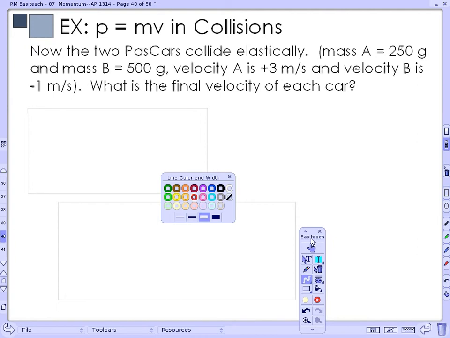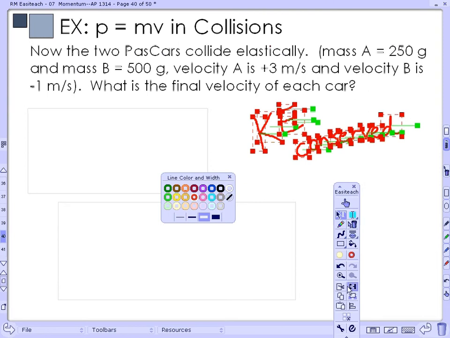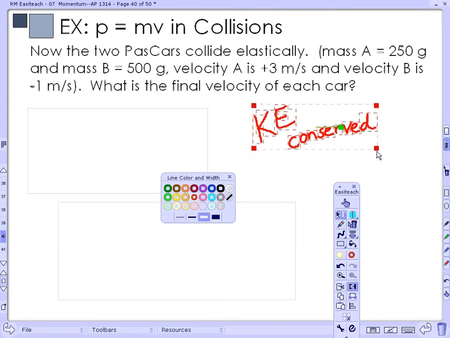They don't lose momentum. They don't lose energy. Yes, in particular, they don't lose kinetic energy, okay? So kinetic energy is conserved. That is the key distinguishing feature of elastic collisions. Kinetic energy is conserved for elastic collisions.